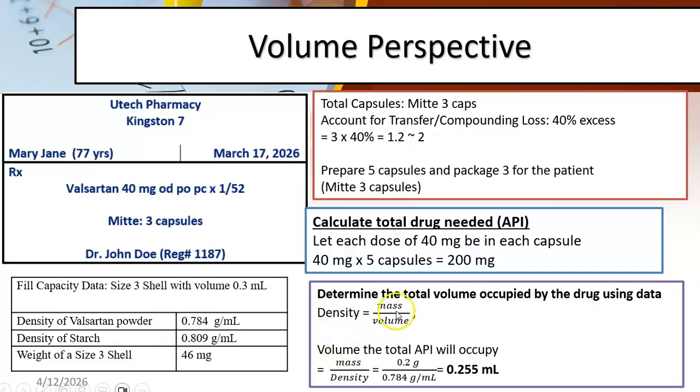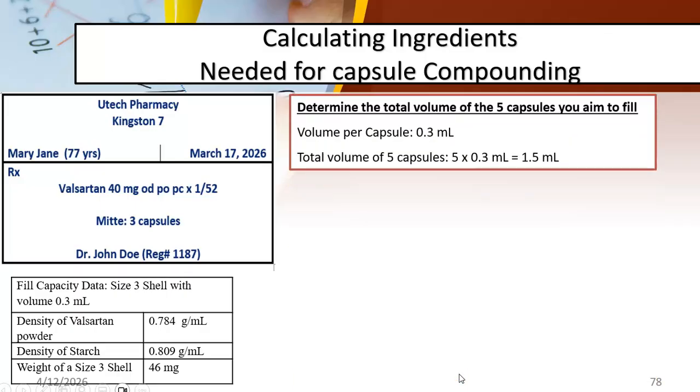So volume is equal to mass over density. 0.2 gram, which is the same as 200 milligrams, divided by the density of the active ingredient, which is the valsartan, to give you 0.255 mil. So 200 milligram of drug to make 5 capsules will occupy 0.255 milliliters of space. So the volume of each shell is 0.3 mil. The total volume for 5 capsules is 1.5 milliliters.